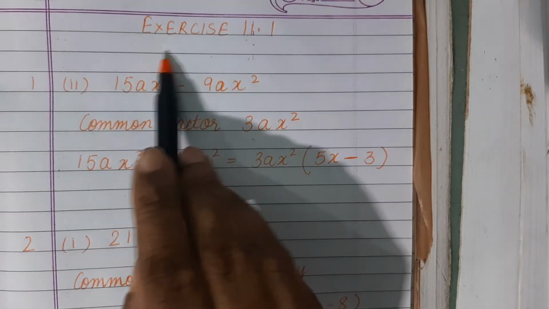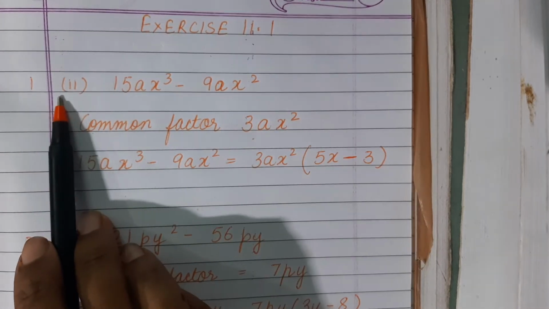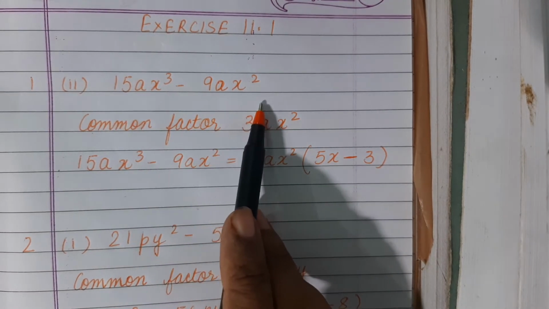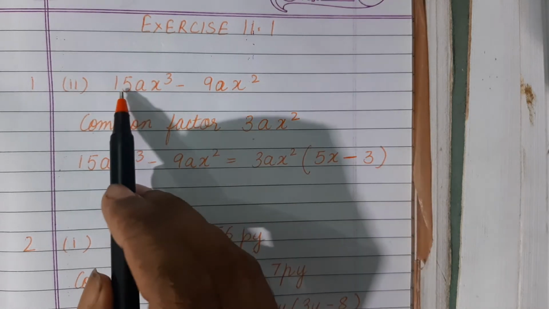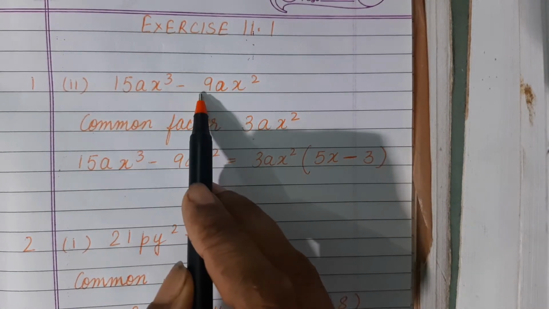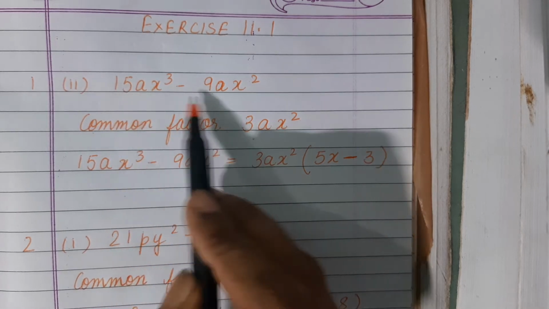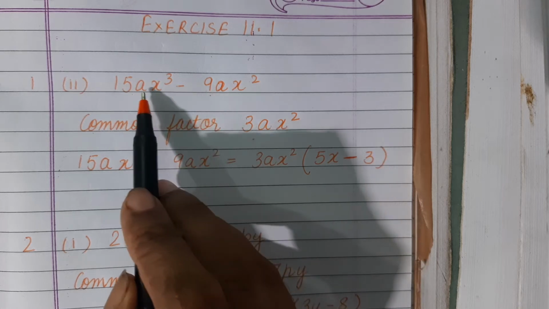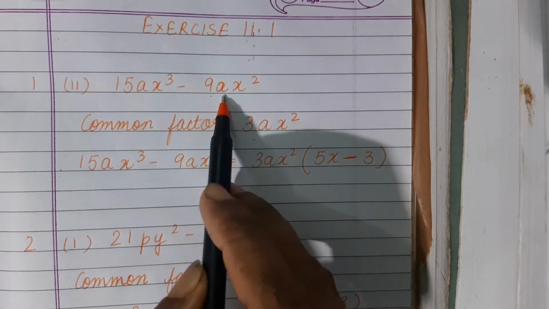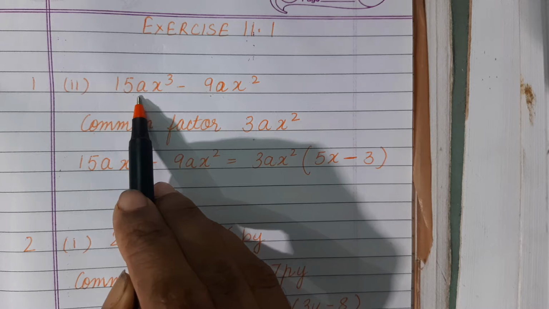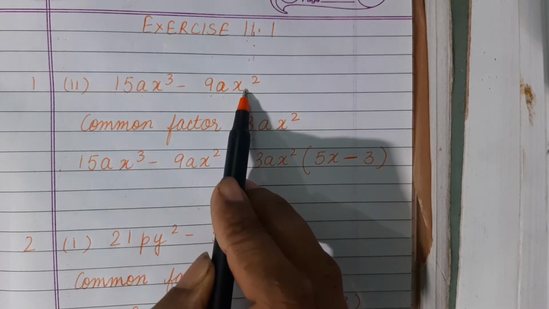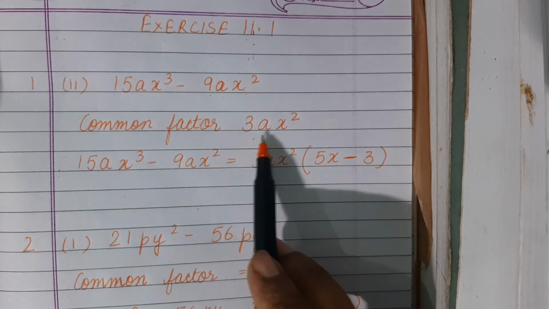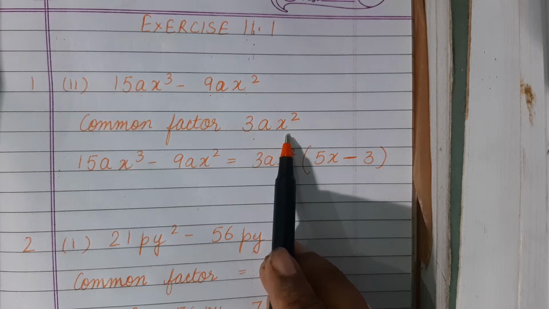Now starting with exercise 11.1, second question: 15ax cube minus 9ax square. Here, in the numerical coefficients 15 and 9, 3 is the common factor. Here a is common, therefore a also will be common. In x cube and x square, x square will be common. Therefore, we can say that 3ax square will be the common factor.